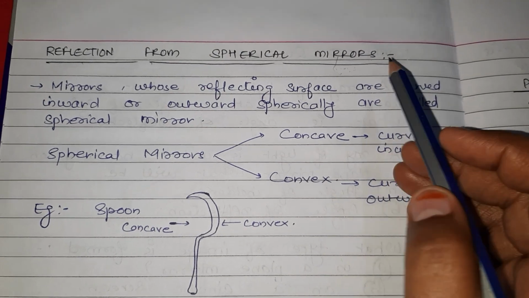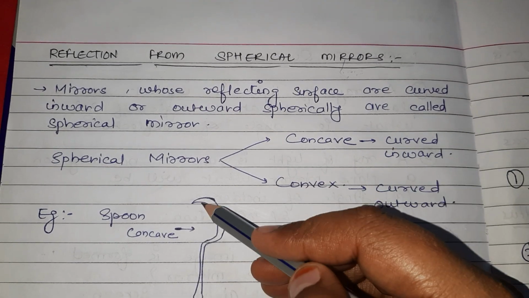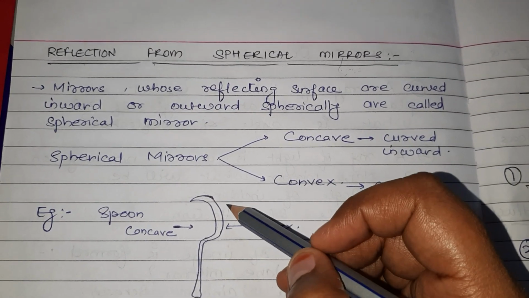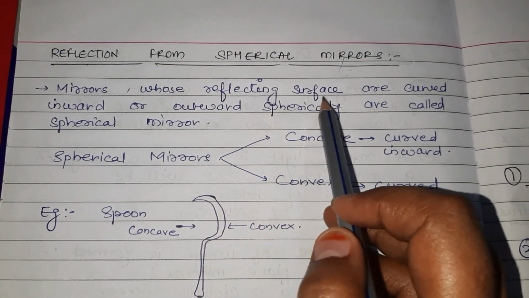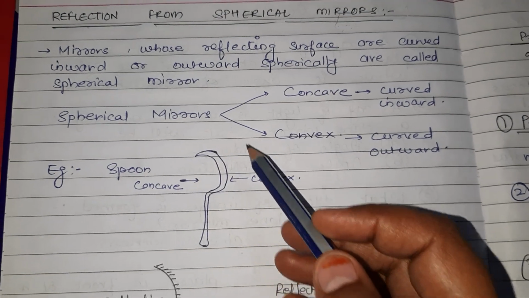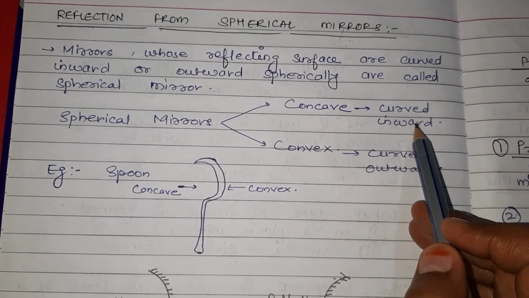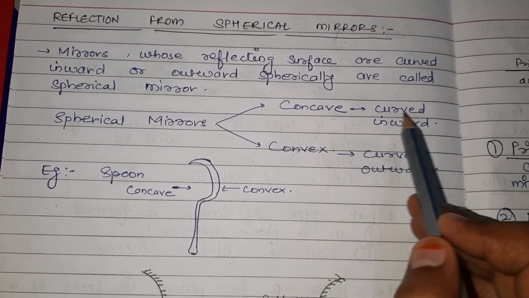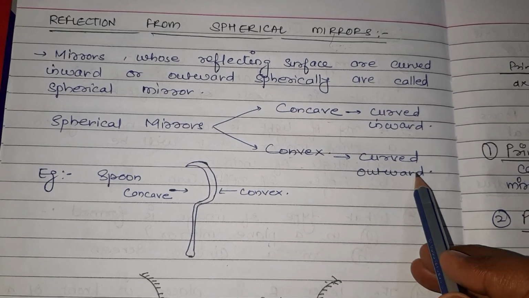Plane mirrors are having straight and plane surfaces, whereas spherical mirrors are having curved reflecting surfaces. So spherical mirrors are the mirrors whose reflecting surface is curved inward or outward. So these are the spherical mirrors. Now spherical mirrors are of two types, concave mirror and convex mirror. Concave mirrors are curved inward, whereas convex mirrors are curved outward.